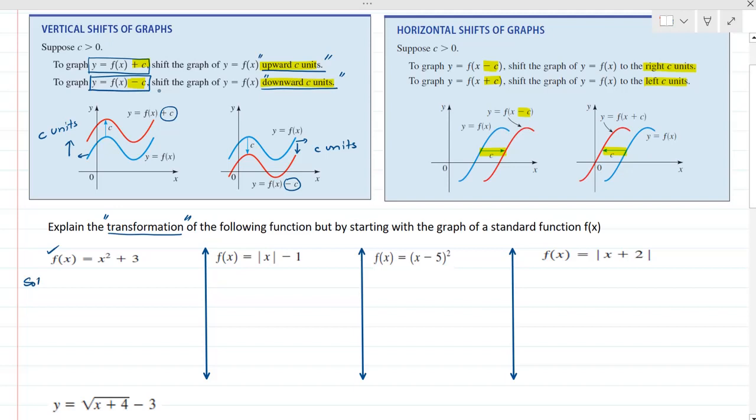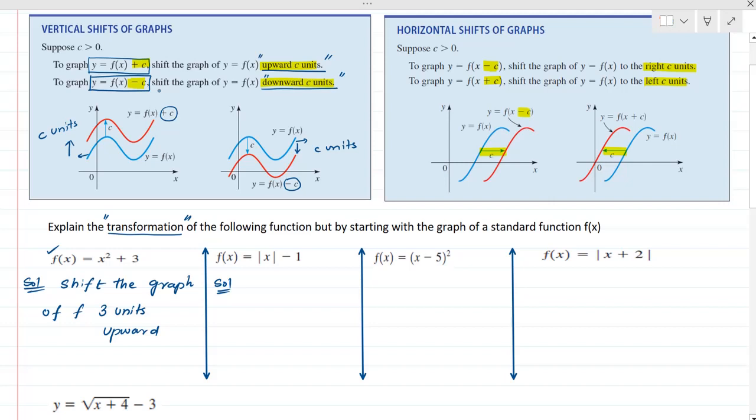So I will write this one: shift the graph of f 3 units upward. If you move upward, that's why it is plus 3. So this is a shifting process.